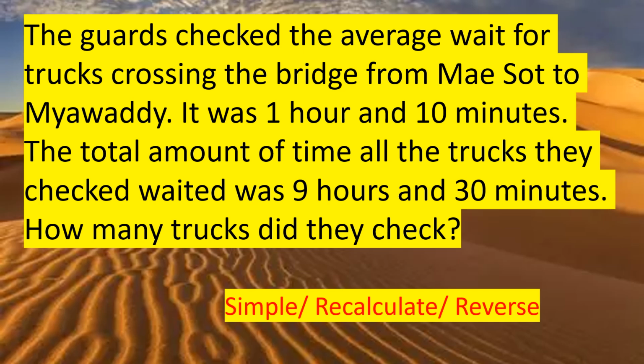Next one. The guards checked the average weight for trucks crossing the bridge from Mesotomiaudi. It was 1 hour and 10 minutes. The total amount of time all the trucks they checked waited was 9 hours and 30 minutes. How many trucks did they check? Again, you don't have to do the calculation. Just pick which kind of calculation it is.